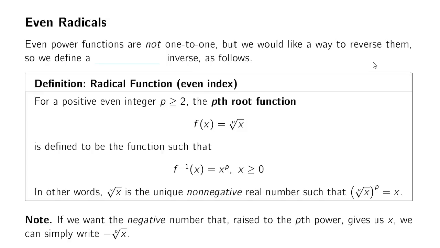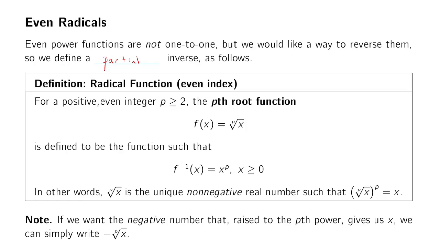Now, unlike odd power functions, even power functions are not one-to-one, but we still want a way to somehow reverse them. We still want a way to say what number raised to this power gives us this result. So we define a partial inverse. We did this very informally with the absolute value. We're much more formal now that we're talking about these power functions.